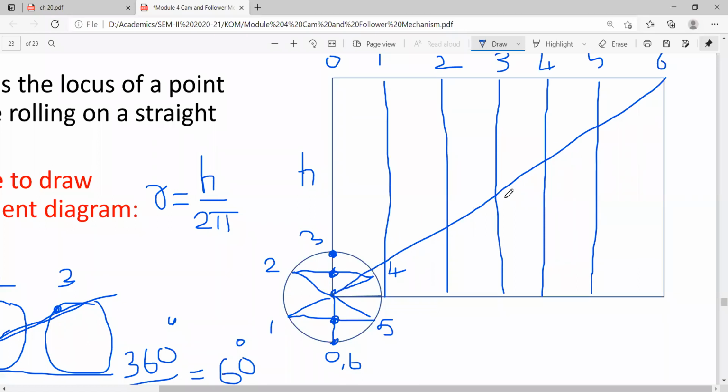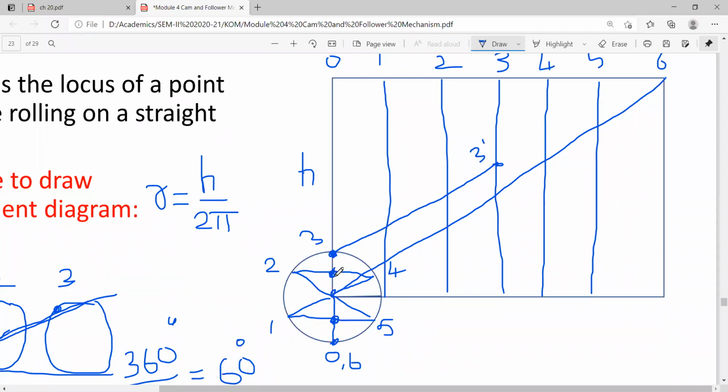you have already drawn the diagonal of the rectangle. Now you have to draw through these points on the vertical diameter a line which is parallel to this diagonal, say from point 3. So I will draw a line parallel to the diagonal from point 3 till I reach the vertical line 3. Here I will get a point, which I will call 3 dash.